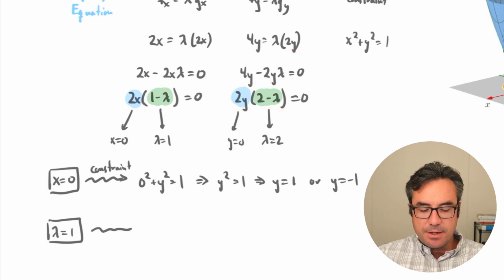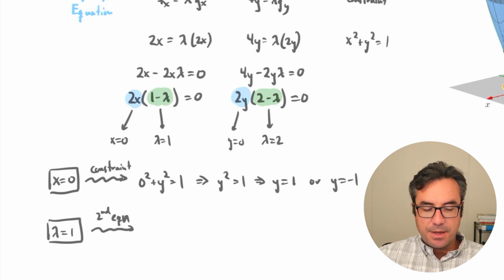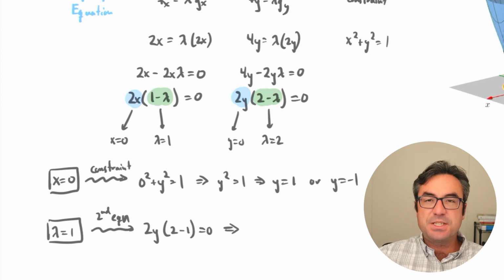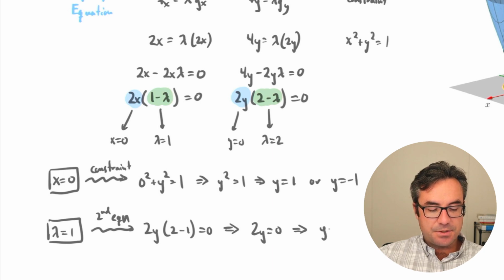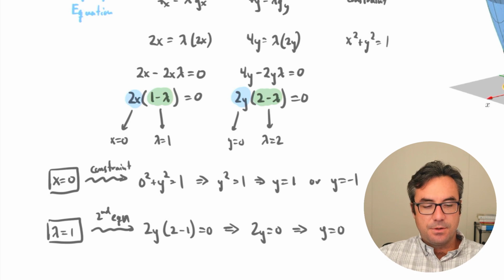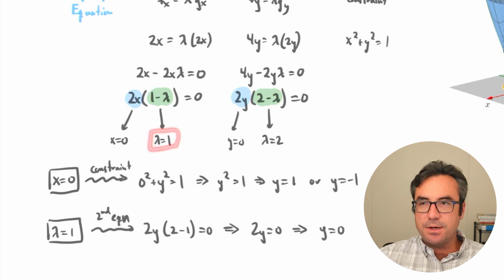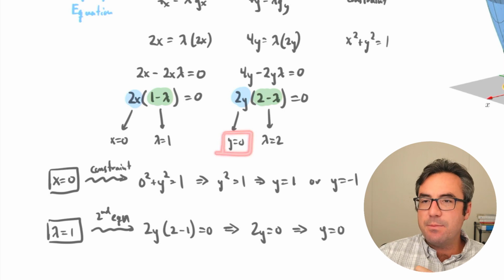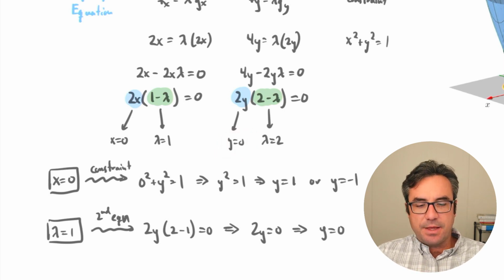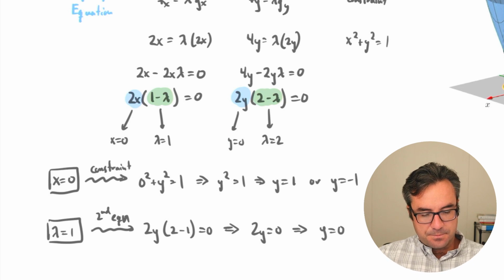So when I plug lambda into our second equation, I end up with 2y times 2 minus 1 equal to 0, which if we simplify gives us the equation 2y is equal to 0, which gives us y equal to 0. So we actually already found that information. This lambda equals 1 doesn't give us any new additional information. We already came up with that y equals 0. So we'll save that for later.